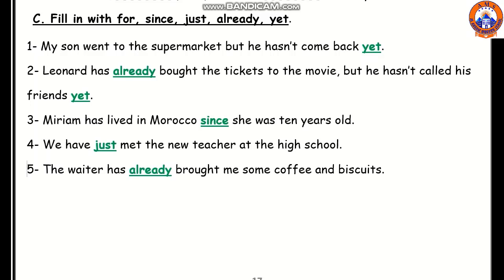Your homework is page 17, booklet A. You will finish exercise B.